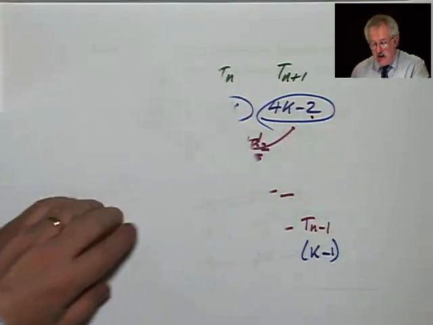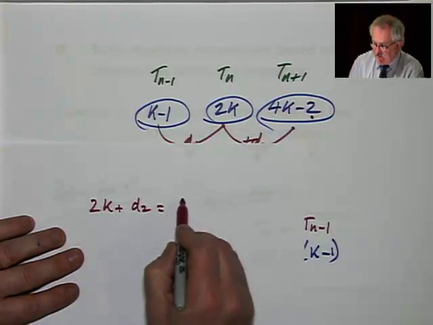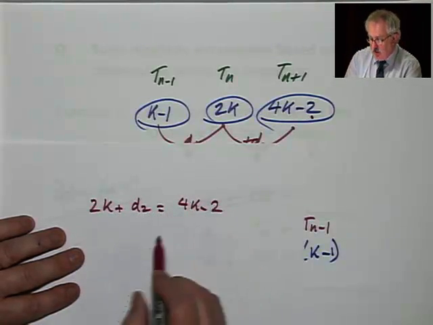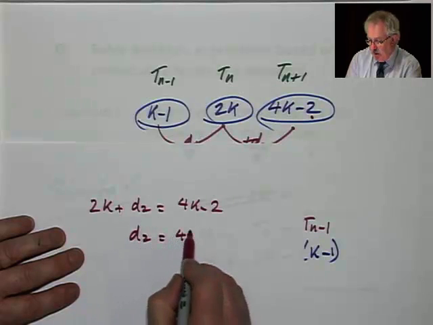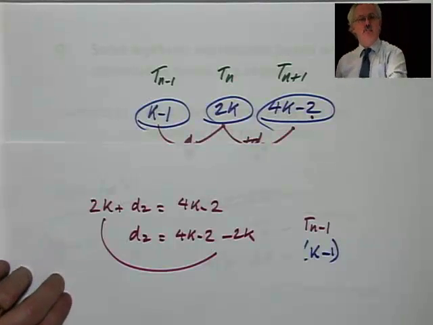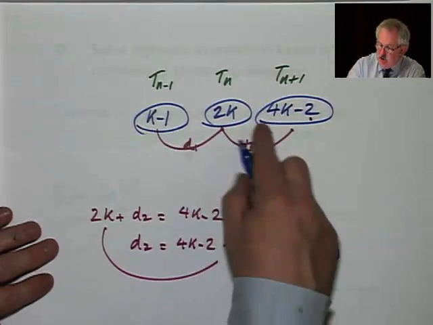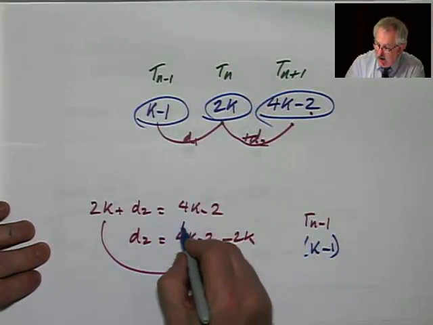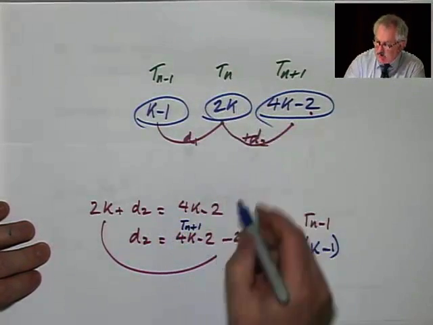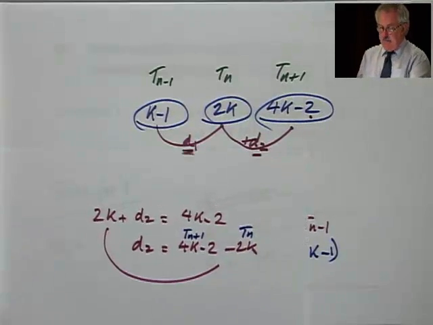So I could do that. I could say 2k plus d2 is 4k minus 2. Therefore, d2 must be 4k minus 2 minus 2k. I could do it that way. Or if I wanted to do it with the letters, I could say d2 is tn plus 1 minus tn. And I could solve that again. Is that okay?